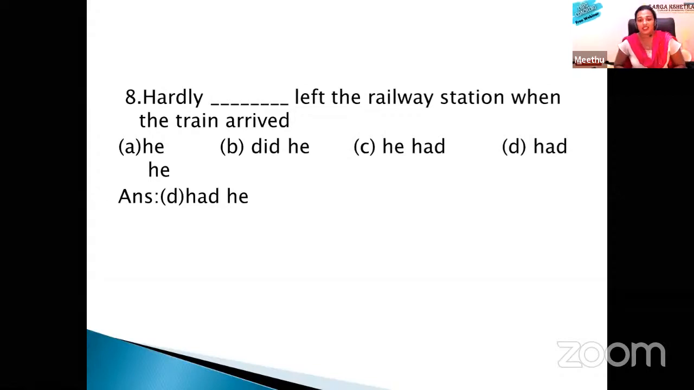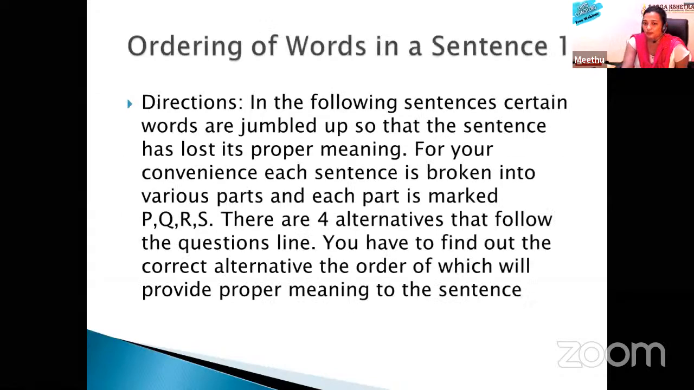Just because the sentence started with an adverb. I hope it is clear. If you have got any doubts, please put a message in the chat box. Okay, moving on to the next question.